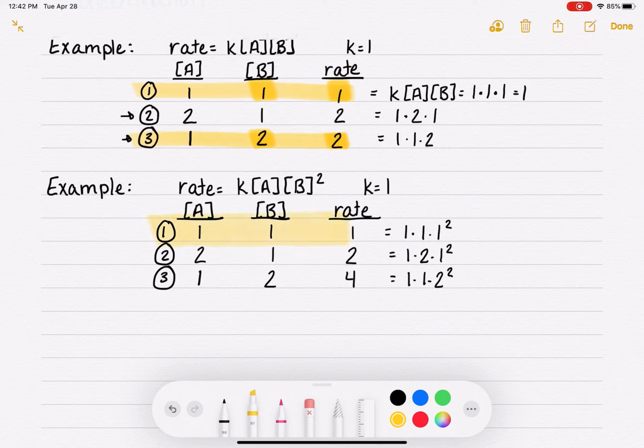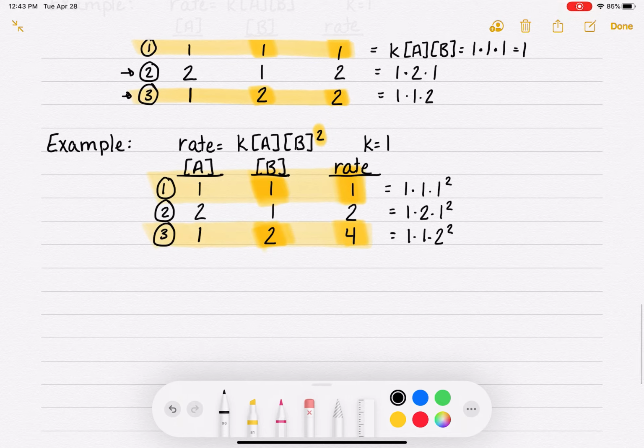So what's happened in this situation? Well, now if we're comparing trial 1 to trial 3, when we doubled B, we went from 1 to 2, we quadrupled the rate. We went from 1 to 4, and that is because of the exponent associated with B. So doubling B has a quadrupling effect on the rate of the reaction because of that exponent. Let's look at one more example.